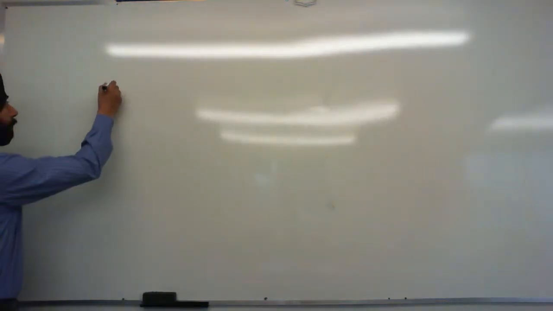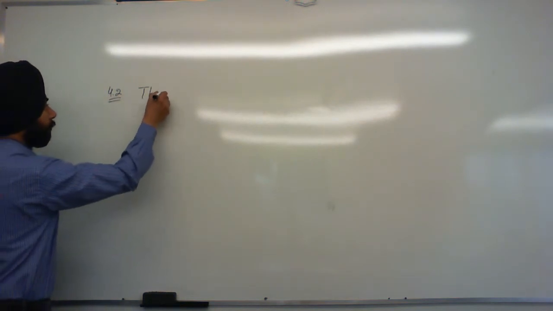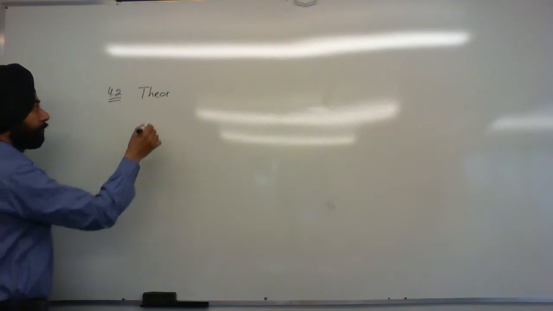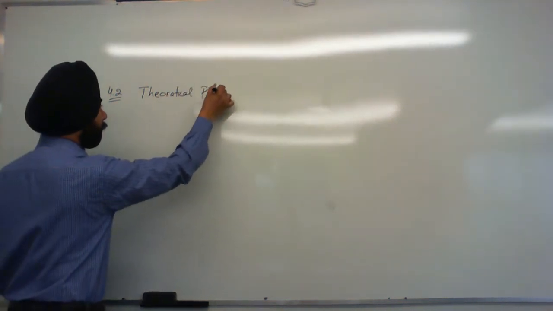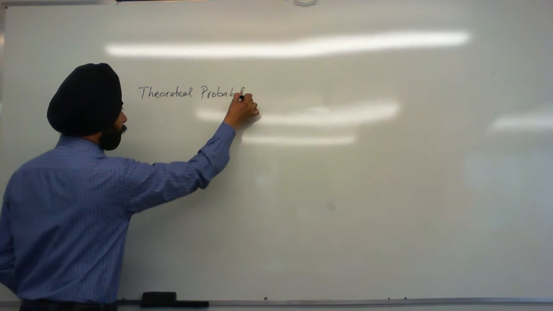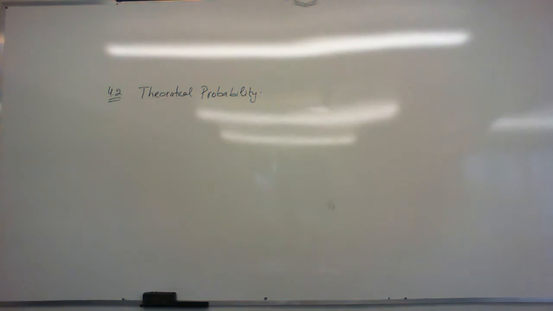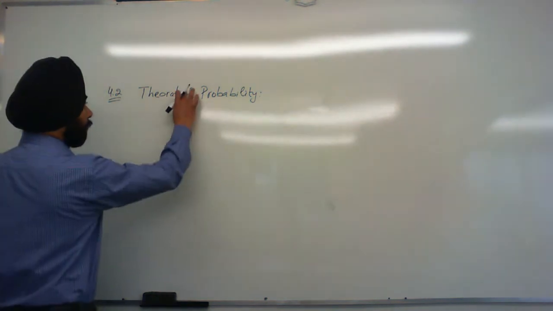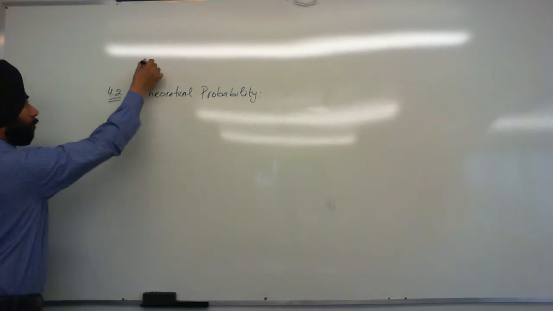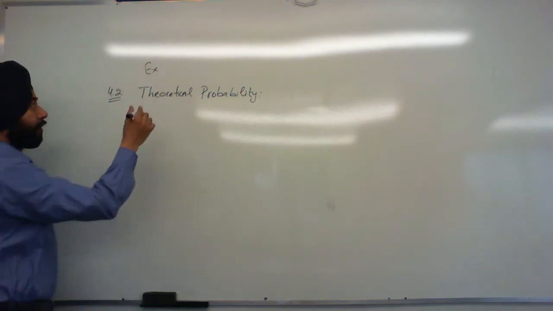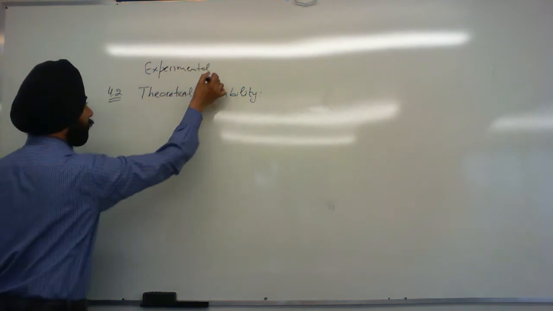The next chapter is 4.2 and this is about theoretical probability. Yesterday we did the two definitions of probabilities. The first one that we did yesterday is called the experimental probability.